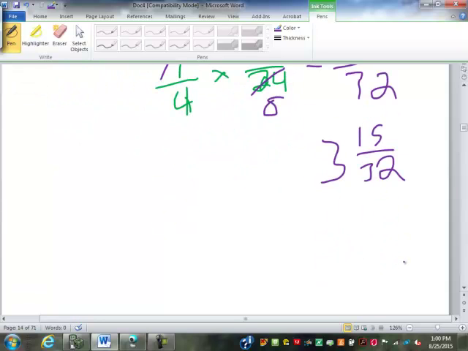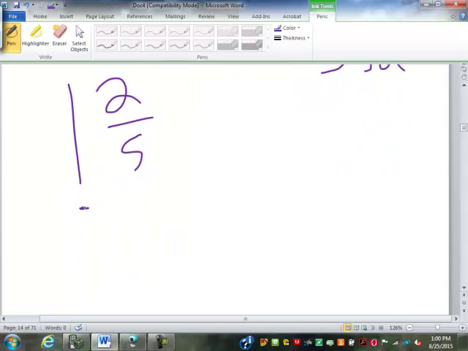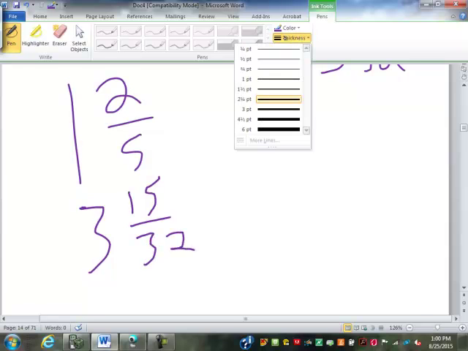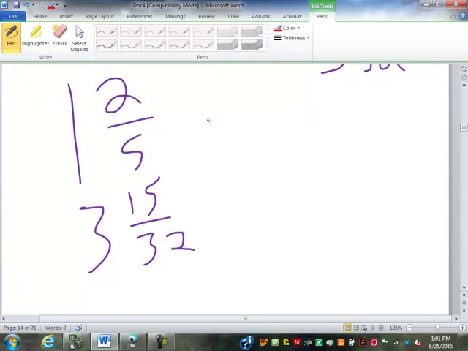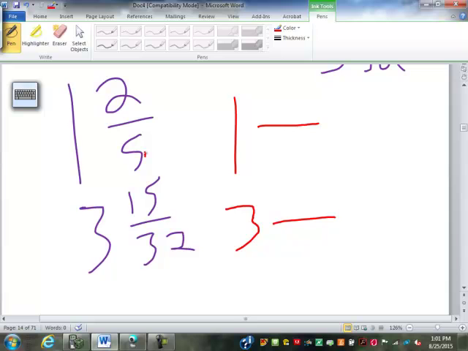So now we have that plus the 1 2/5. Common denominator is going to be what? This one's a little more difficult, isn't it? A big number? Well, remember, if you're stumped, you can always do what? Multiply them. 5 times 32 is 160. That actually is the smallest one, by the way. So 5 times 32 is 160. 2 times 32 is 64.